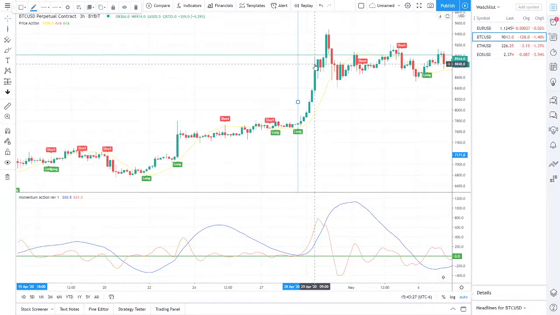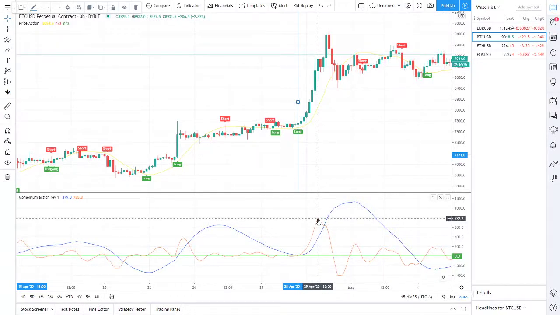The price is still pushing up, but according to the indicator here is a good point to take off your profits and to exit the position.